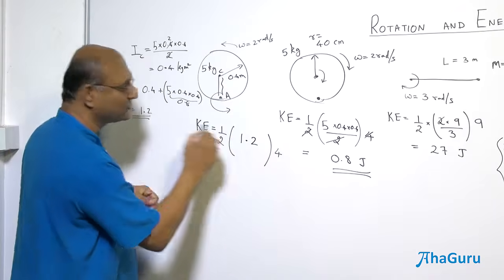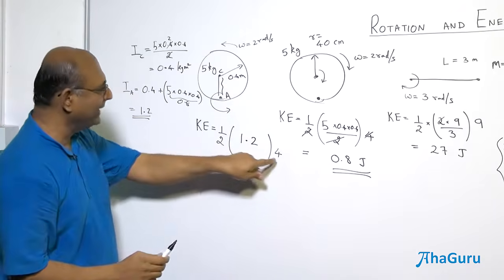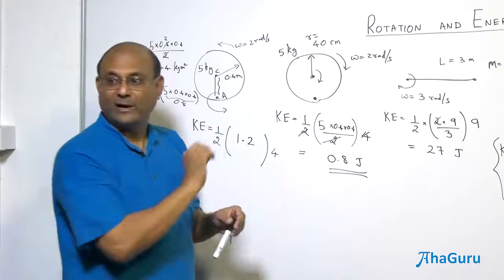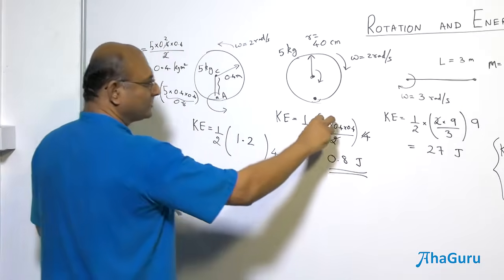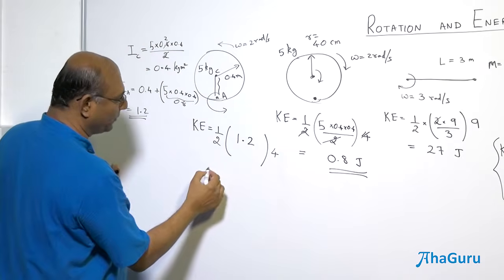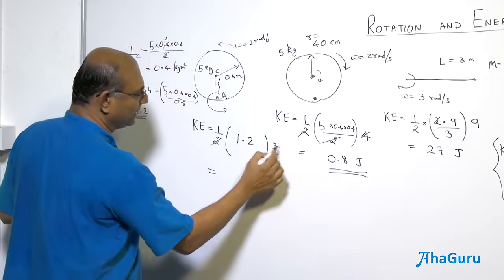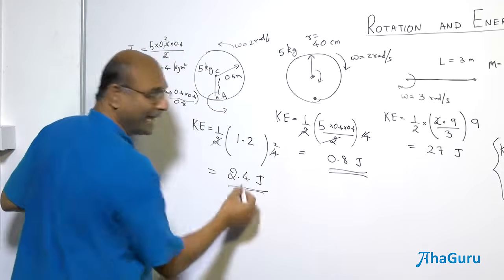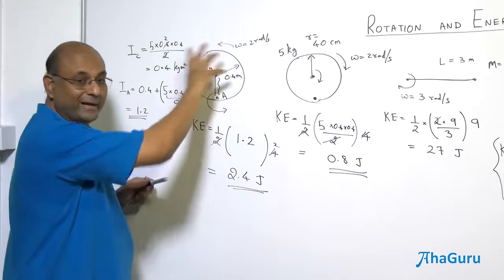So therefore, when I use it for kinetic energy, half I omega square. If you notice this one, this will give me 0.4. And so it would have been 0.4 into 2, which was 0.8. Whereas now I'm going to get 1.2. So if I did this calculation, I'm going to get 2.4 joules of energy. Much larger amount of energy, same omega.